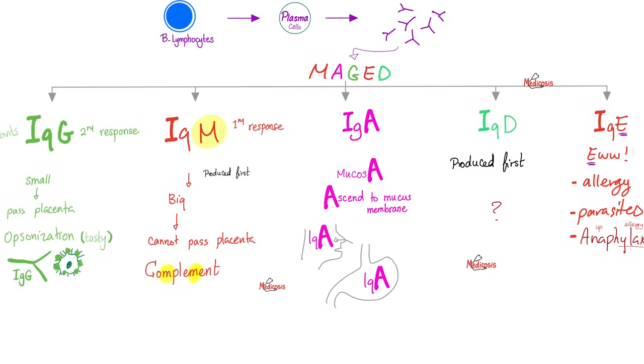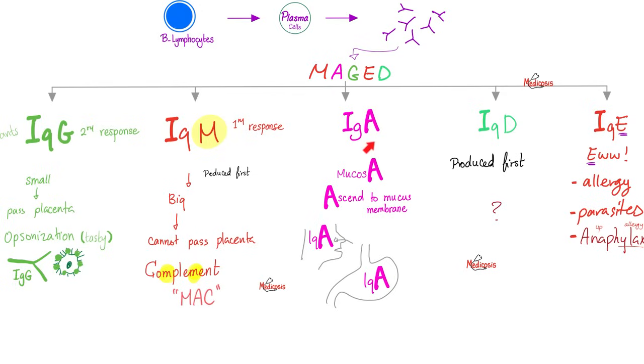Who's responsible for the primary response then? IgM. It's big, it's large, it cannot cross the placenta, but it's very good at fixing and activating complement. Remember we talked about complement in the last video, and complement always ends with the Incredible Hulk, the MAC, which will attack all kinds of foreigners. Why do you call it complement? Because it complements the antibodies' function.